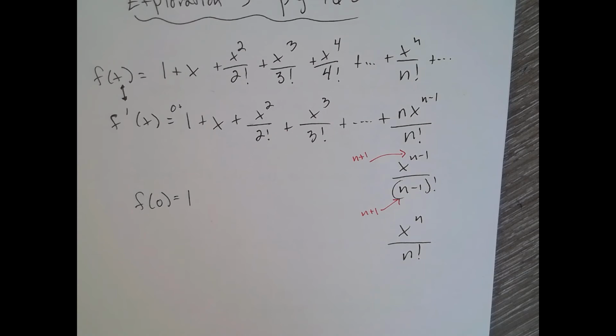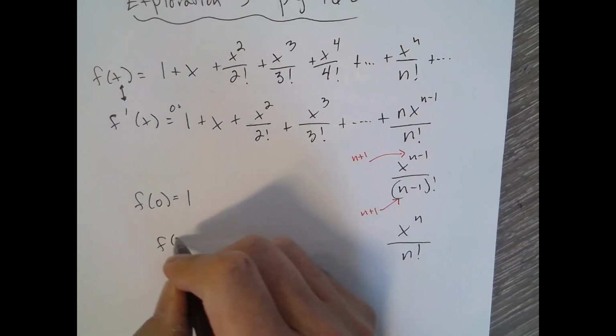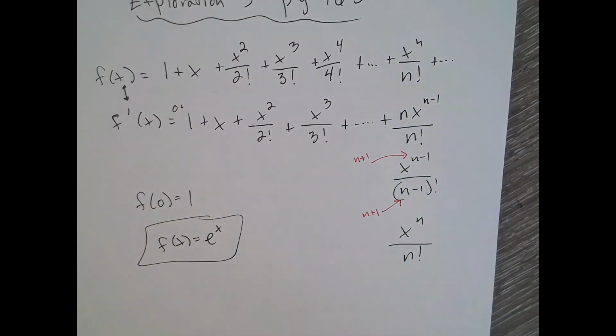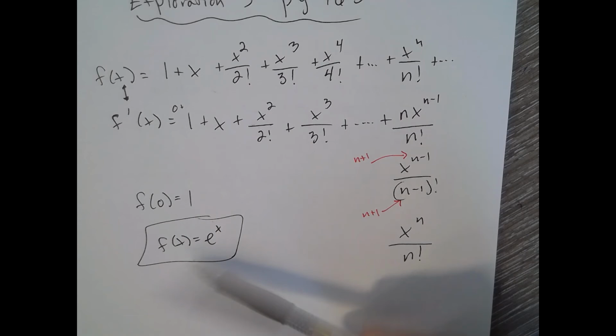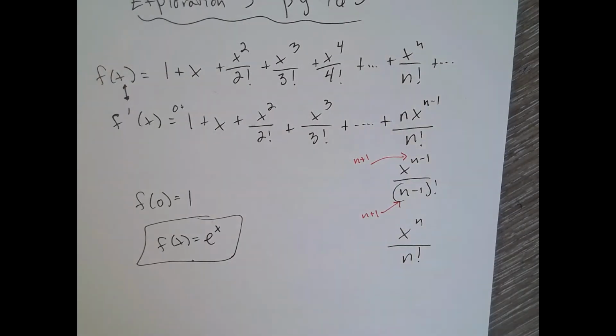e to the x. How do I know that? Because it's the only thing that has the same derivative. If a function and its derivative are the same, and at 0 it's 1, f of x is e to the x. So, let's compare e to the x and our partial sums and see if it aligns.